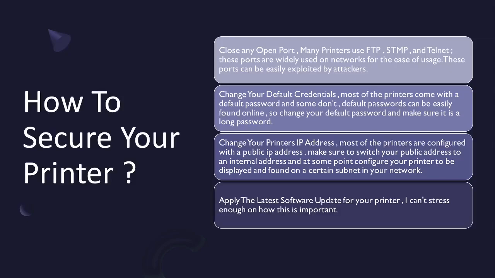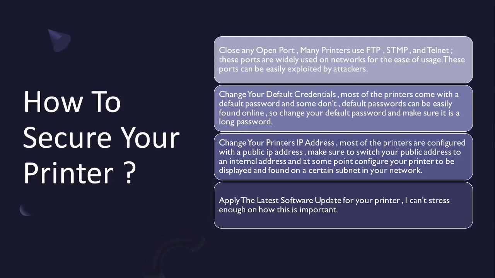But in most cases, for home usage, just make sure the printer is not connected to the internet. As simple as that. And like I said, apply the latest software updates for your printer. It's really important. If you don't know how to apply the latest software update, just search it up. Search your printer name and software update, you know?